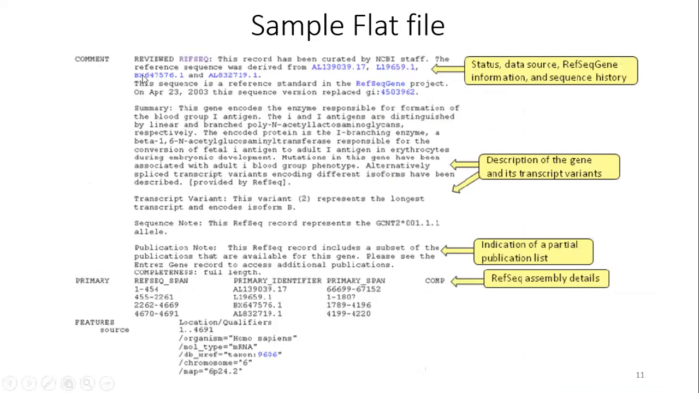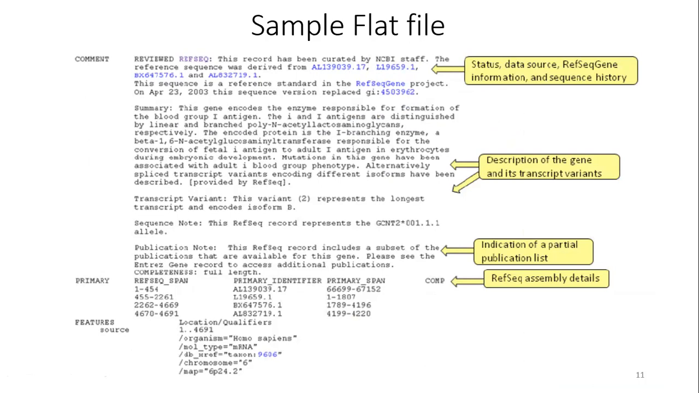As I have already mentioned, there is a big comment section in the flat file. And in this comment section, the first thing is the status. In this status, this particular entry has a reviewed status. Then what is the data source, reference sequence gene information, and sequence history, how many times it has already changed, and their accession numbers are also here.